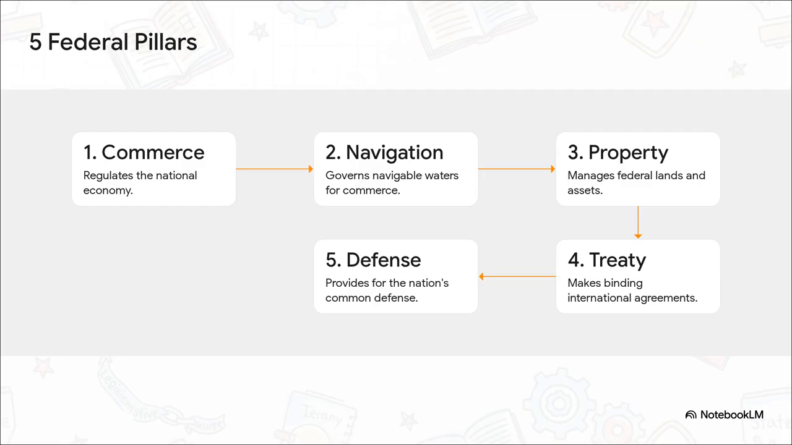And there they are, all together. You've got the commerce and navigation powers running the economy, the property power managing all the nation's physical assets, and the treaty and defense powers protecting it on the world stage. Each pillar is totally distinct, but they all interlock to support the authority of the federal government.